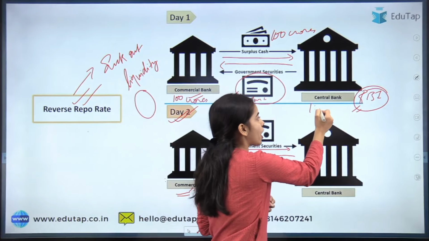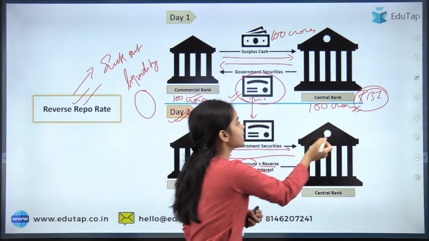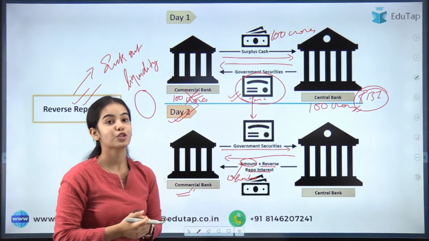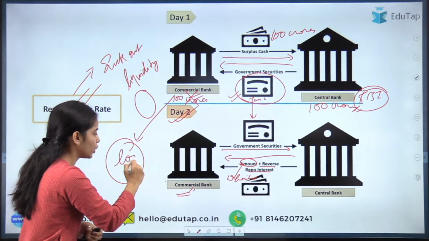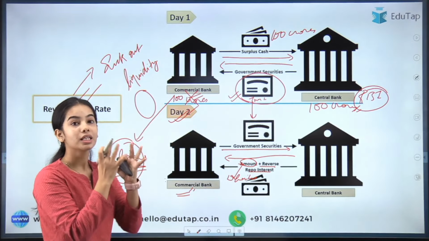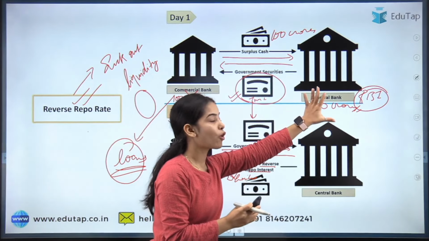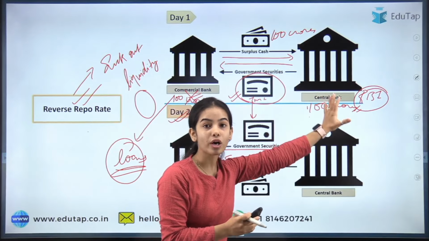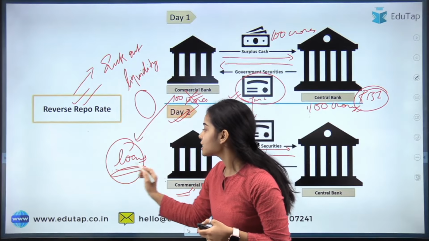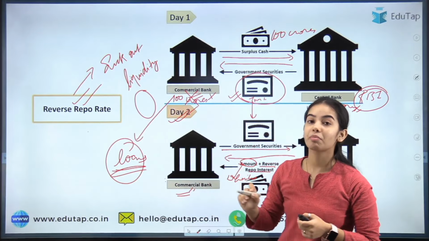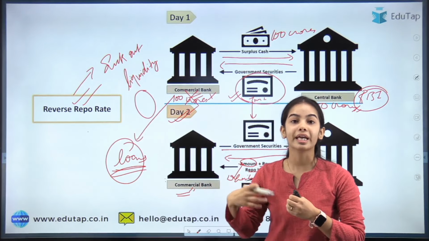So the central bank now has 100 crores, and this 100 crores is taken away from the commercial bank. Now the commercial bank cannot use this money to give out loans. So in this way, the money is locked in the vault of the RBI. The RBI has sucked out the liquidity, that is, this commercial bank cannot use this money to create credit, to create loans.